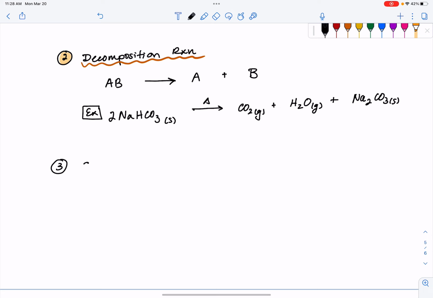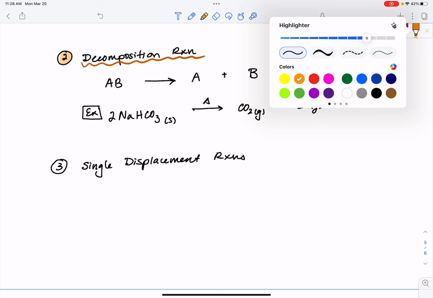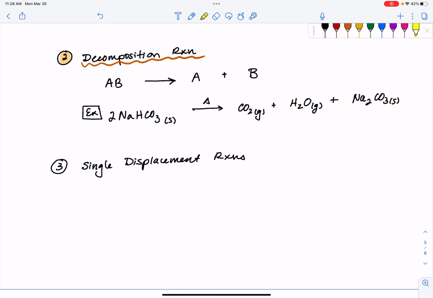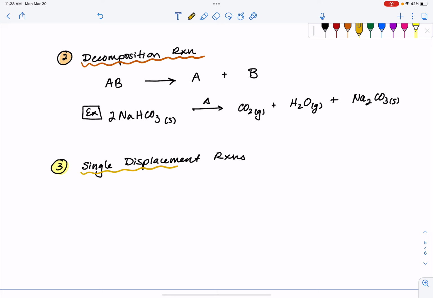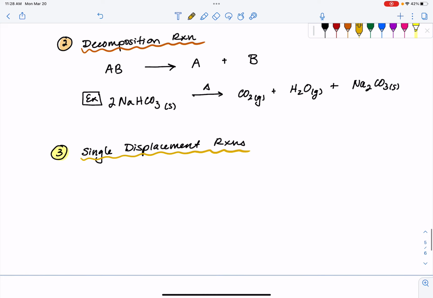Okay, up next we have what's called single displacement reactions. You might hear this referred to as single replacement reactions. So to displace something, like displace water when you get into the bathtub, displace people, is to move them from their original habitat or placement, right? So single displacement is kicking something else out.